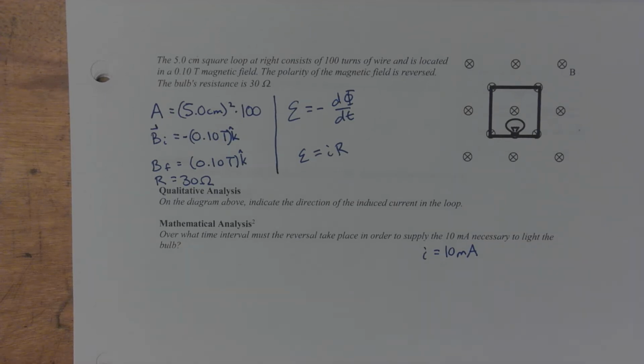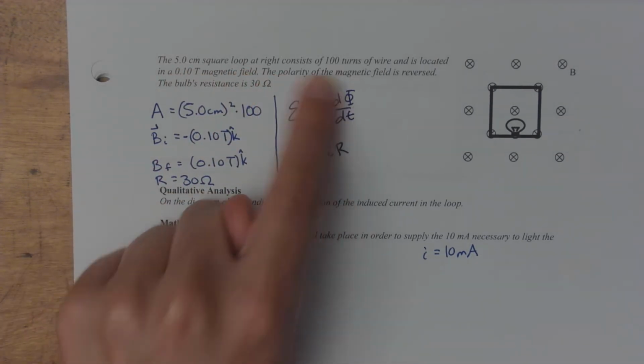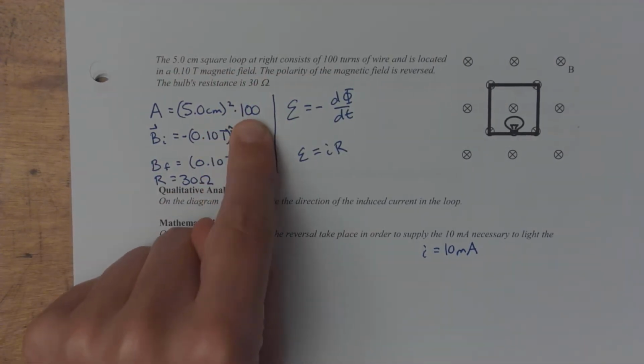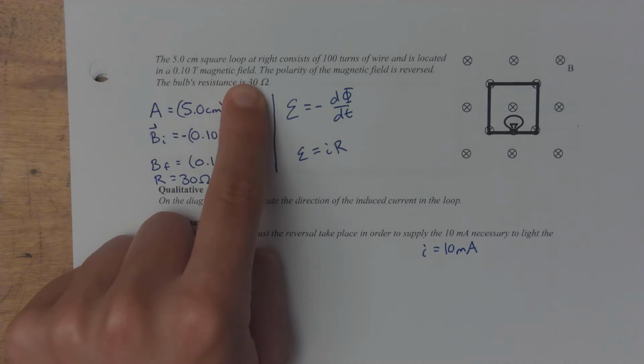This is problem 26 from the induction section. The 5 centimeter square loop at right consists of 100 turns. So I'm going to put that area down right away with the times 100 so I don't forget about the number of loops. It is located in a 0.1 Tesla magnetic field.